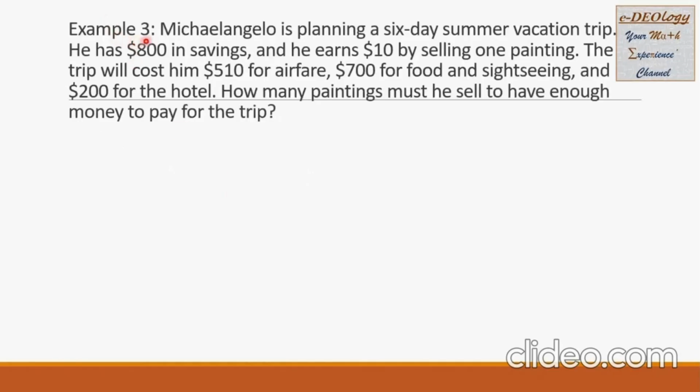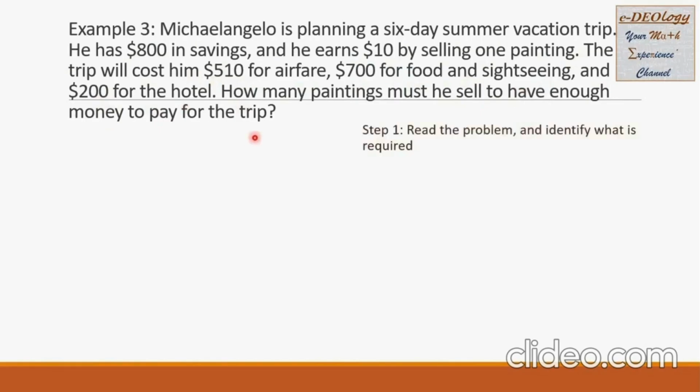Let's have example 3. Michelangelo is planning a 6-day summer vacation trip. He has $800 in savings, and he earns $10 by selling one painting. The trip will cost him $510 for airfare, $700 for food and sightseeing, and $200 for the hotel. How many paintings must he sell to have enough money to pay for the trip?